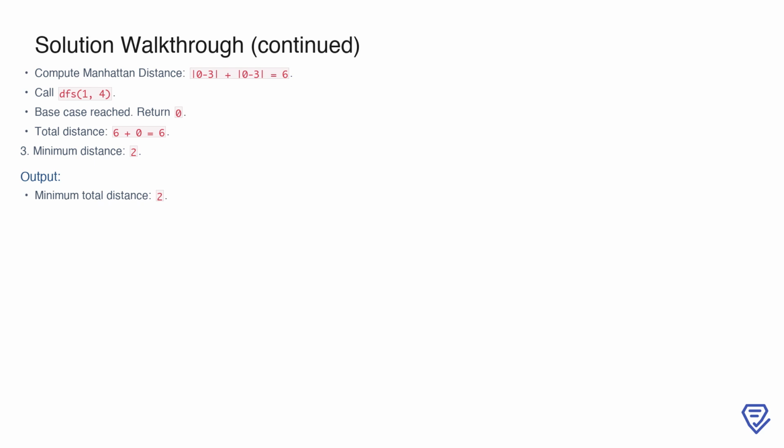And a recursive call to DFS is made with worker_index set to 1 and bike_mask updated to 4. Once again, the base case is reached, returning 0. The total distance for this assignment is 6 plus 0 equals 6. Among all the assignments, the smallest total distance is 2, which occurs when the worker is assigned to bike 0. Therefore, the minimum total distance for this example is 2, and this concludes the process for this case.